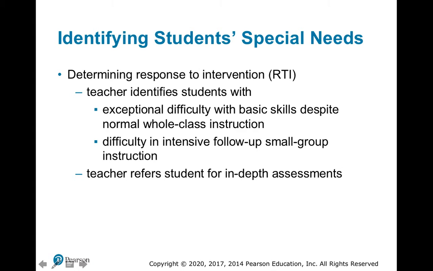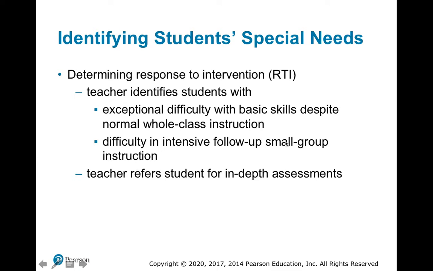Okay, and how can we identify students with special needs? Okay, it can be determined by response to intervention. So teachers need to identify the students who have exceptional difficulty with basic skills, despite normal whole class instruction. Maksudnya macam kemahiran menulis, kan, very basic skill, tapi dia tak boleh nak kuasai. Jadi dia ada kesukaran kat situ. Jadi kita kena identify pelajar kita.